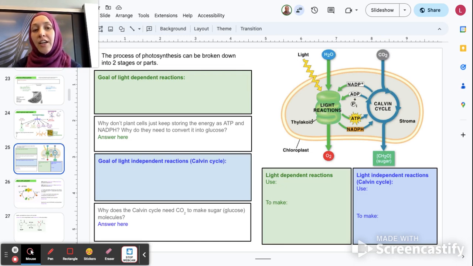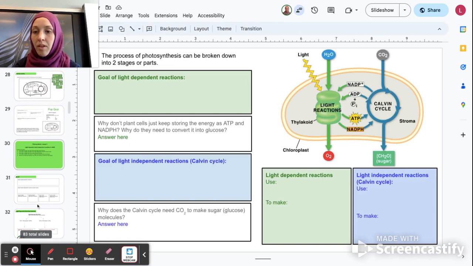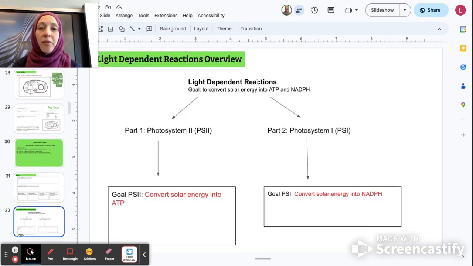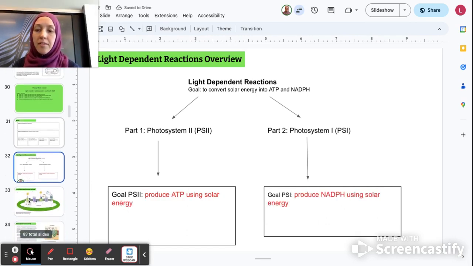All right, so let's take a look at first our light-dependent reactions, turning that solar energy into ATP and NADPH. Light-dependent reactions can kind of be broken down into two parts, photosystem 2 and photosystem 1. Photosystem 2 is really trying to convert solar energy into ATP. Its goal is to help produce ATP. Whereas photosystem 1, our goal is to use solar energy to produce NADPH. Actually, I'm going to pause this and reword these quickly. Let's look at how that happens.